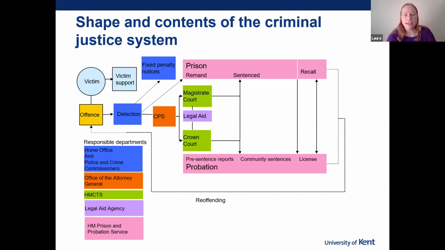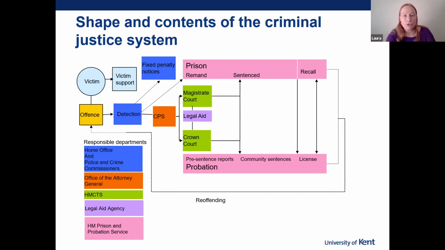Talking of sentencing, across the top there you have the possible sentence of going to prison. Across the bottom you have sentencing in the community, probation, community sentences. And then if you follow the dotted line running right along the bottom of my diagram here, taking us right back to the offence, we have the recognition of reoffending, and that for many there will be a cyclical processing through this system, a looping effect of being dealt with and then reoffending and so on.